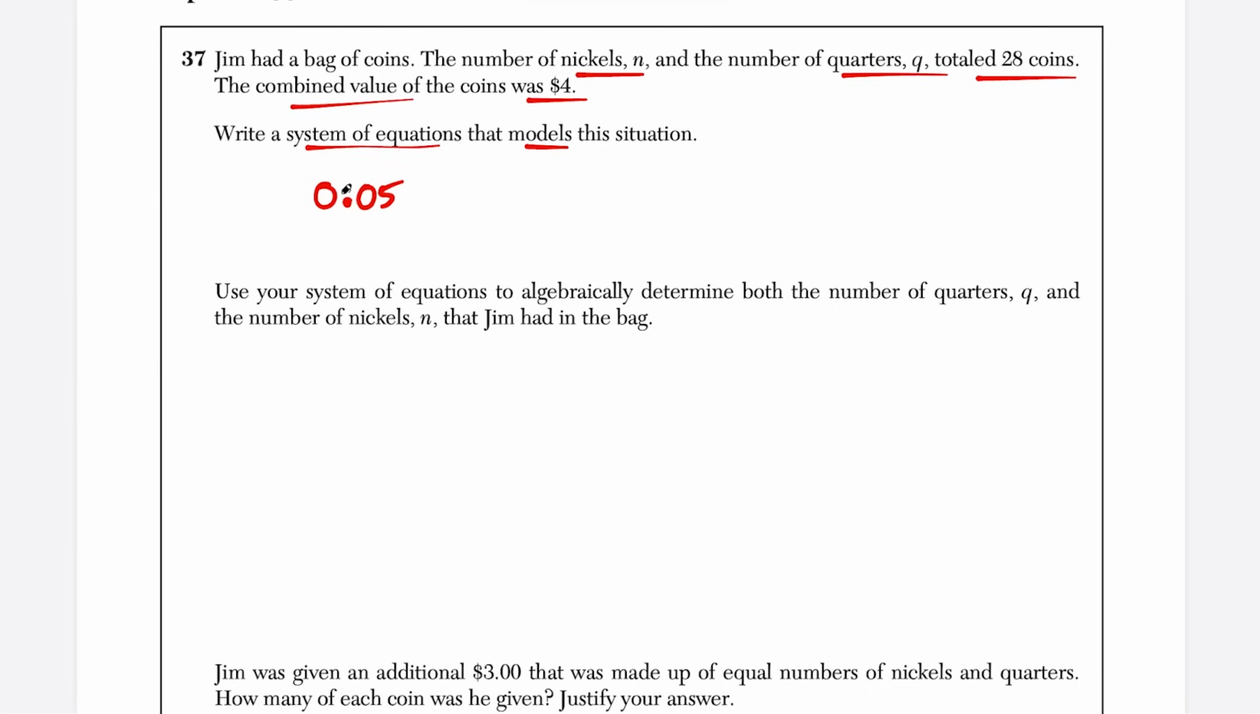So if we multiply 0.05 by N, this will tell us how much money Jim has in his bag of coins in nickels. And then next, we're going to add the quarters, which are worth 25 cents. So that's 0.25. If we do 0.25 times Q, this will tell us how much money Jim has in quarters.